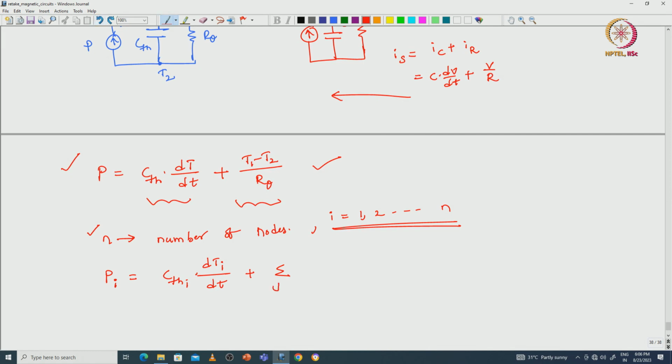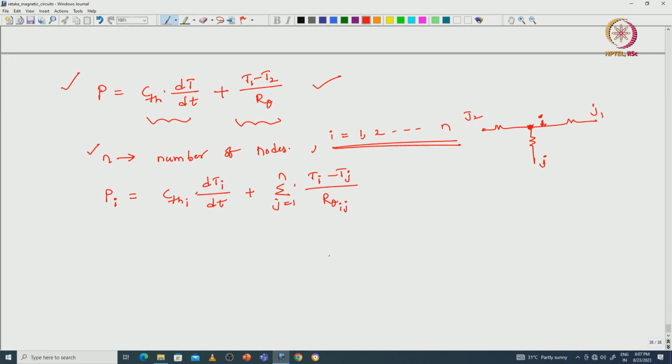one more variable I am considering, that is j equals 1 to n, because the thermal resistance we define with respect to the difference in temperature between two nodes. Consider this is the ith node and this is the jth node. In the same way, here some other node J1 is there, and here also some other node J2 is there. So, with respect to the ith node, the heat flow is nothing but the sum over j equals 1 to n of Ti minus Tj divided by the thermal resistance R theta between i and j. We have to define the thermal resistance relation with respect to all nodes. With respect to two nodes we can write in this fashion.